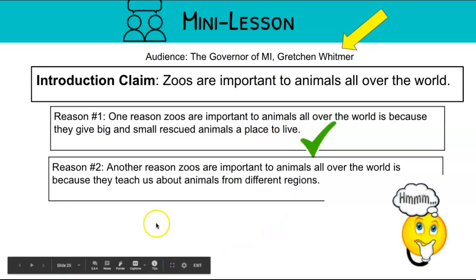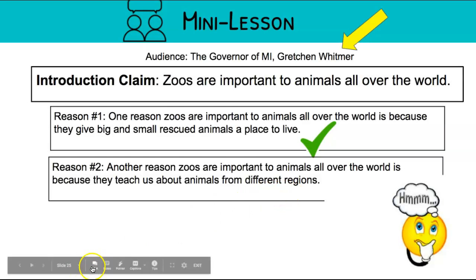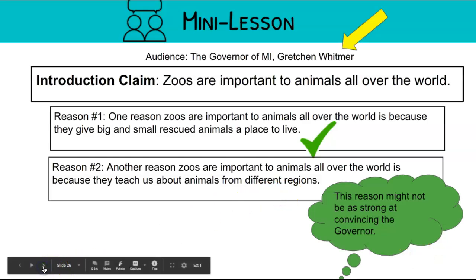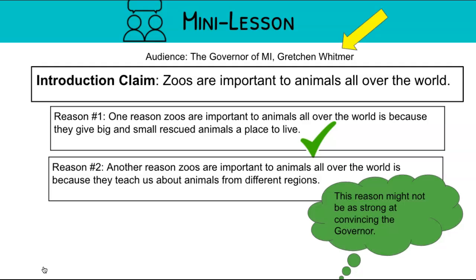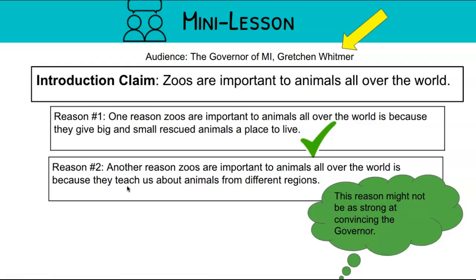What about my next reason? Another reason zoos are important to animals all over the world is because they teach us about animals from different regions. This reason might not be as strong at convincing the governor. This reason seems to be more about teaching us, education, which is maybe important to the governor, but maybe not as important as making sure there aren't homeless animals all over the state. So that reason's just okay.